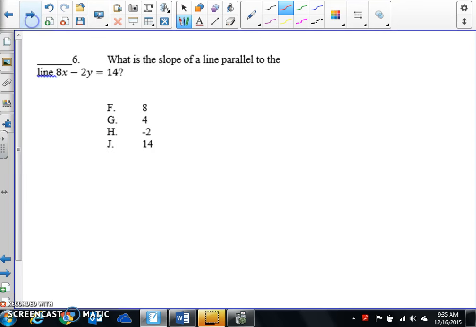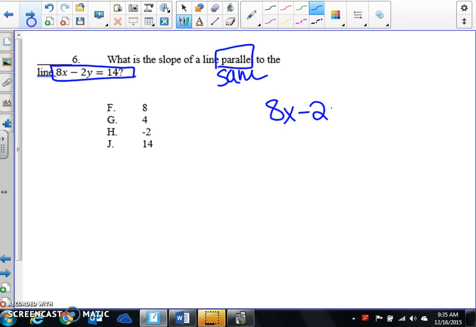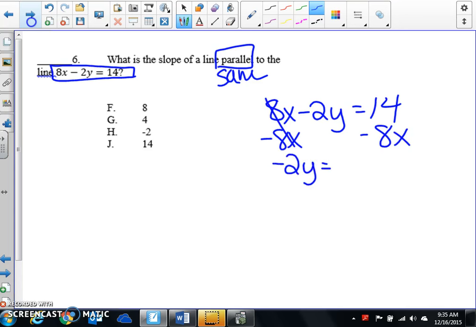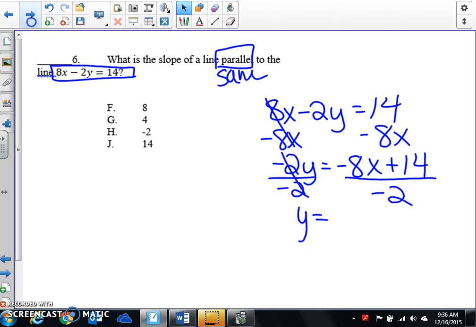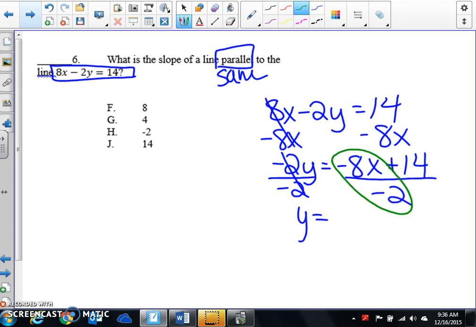All right. What is the slope of a line parallel? All right, so we know parallel slopes are the same, but I have to first change this into y equals mx plus b before I can do anything. It's the only way I can find what slope is. So I do that by subtracting 8x, -2y equals -8x plus 14. Divide both sides by -2. y equals, a negative and a negative is a positive. 8 divided by 2 is 4x. 14 divided by -2 is -7.